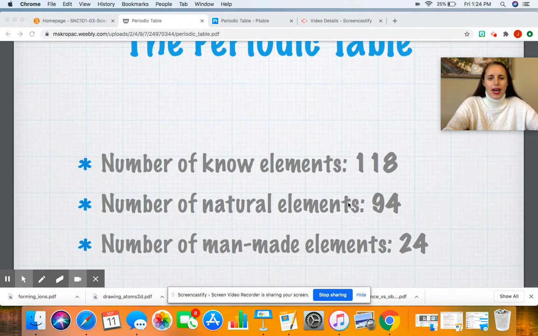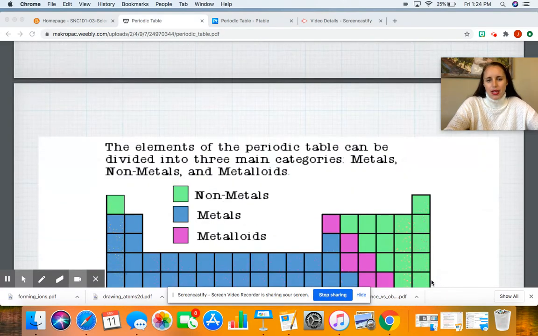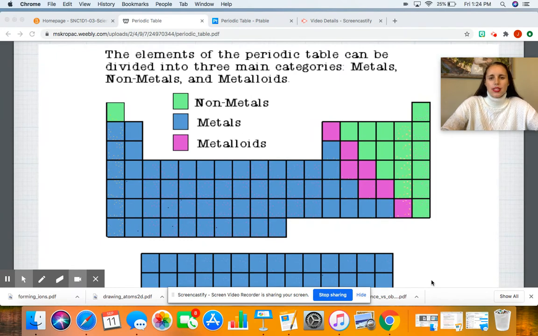Just a couple fun facts. The number of known elements is 118. This is constantly changing. We have 94 natural elements, and we have a number of man-made elements. The periodic table is divided into 3 categories.